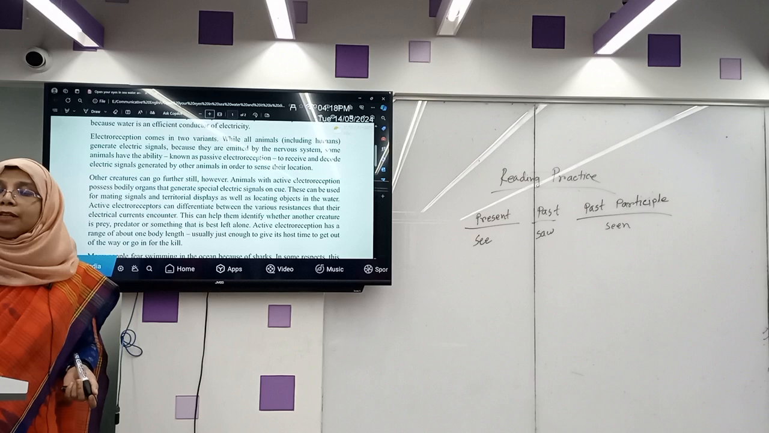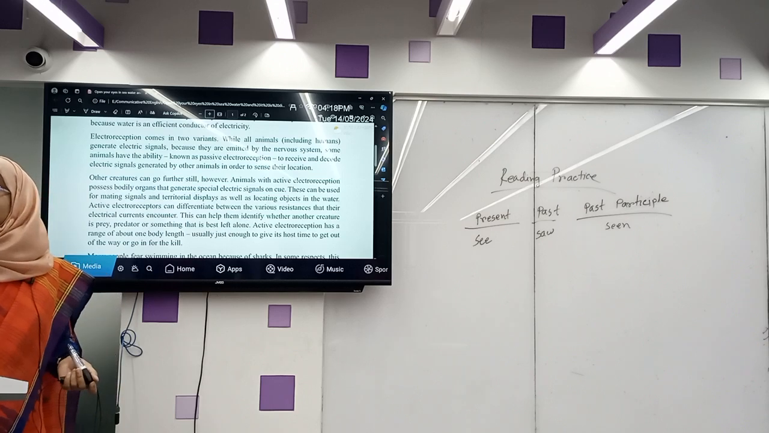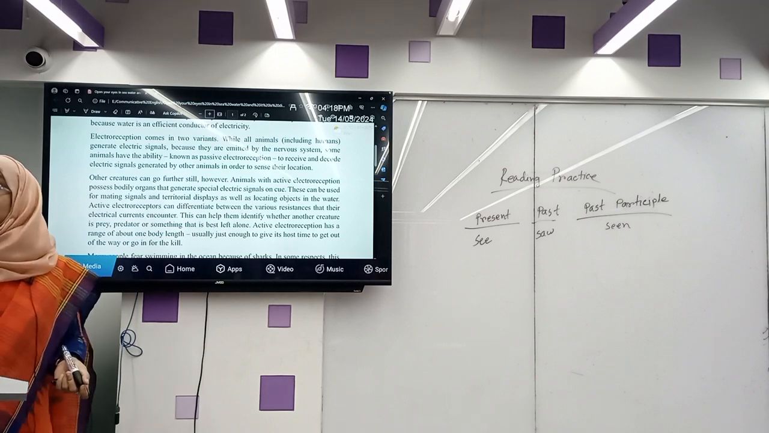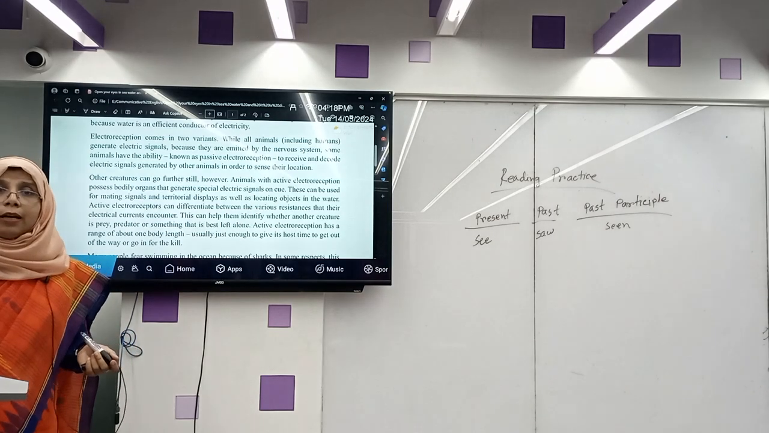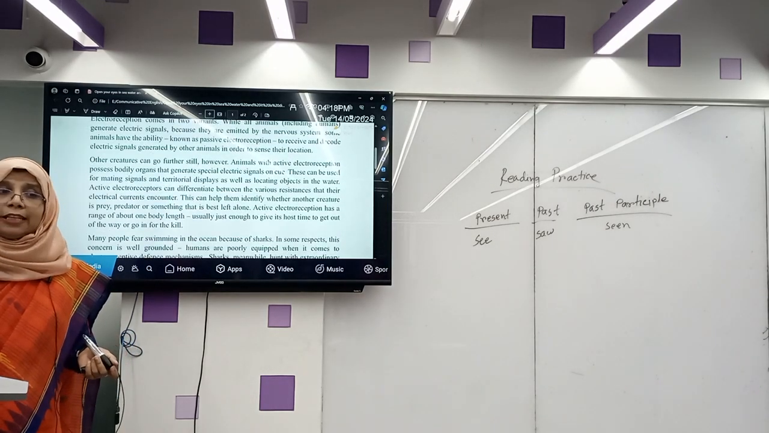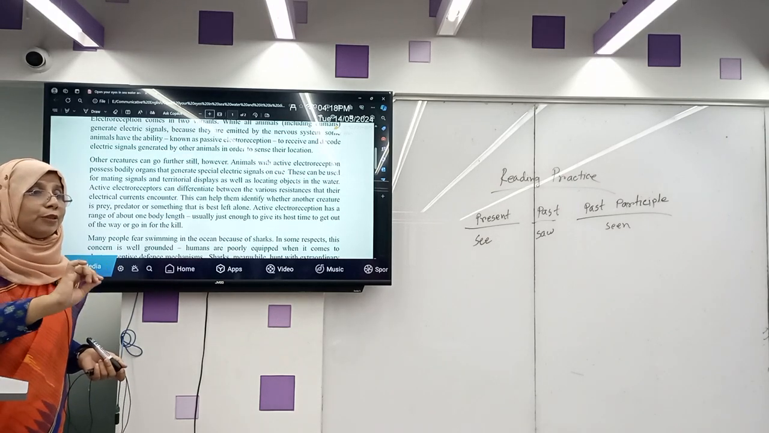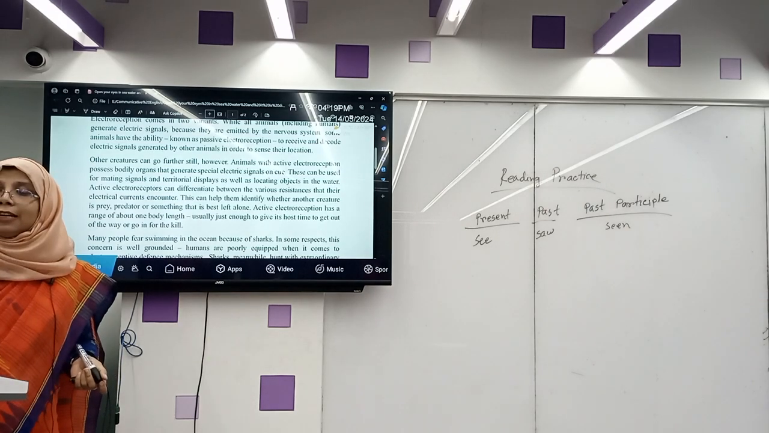While all animals generate electric signals because they are emitted by the nervous system, some animals have the ability known as passive electroreception, to receive and decode electric signals generated by other animals in order to sense their location. So, we are going through the text, and you have to remember or recollect, or search for the question answer.